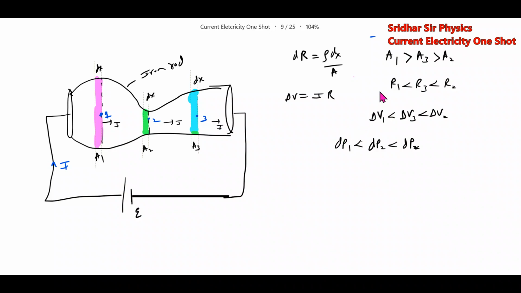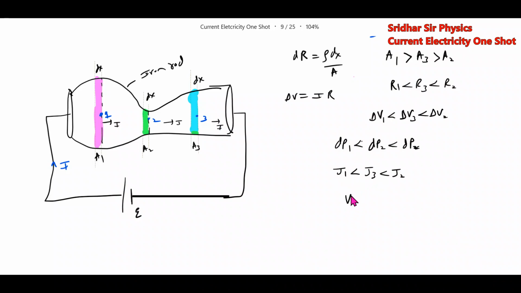Okay, fine. There's the power dissipation. Then what about the drift speed? First we'll calculate the current density. Current density J equals I by A. So J1 less than J3 less than J2.